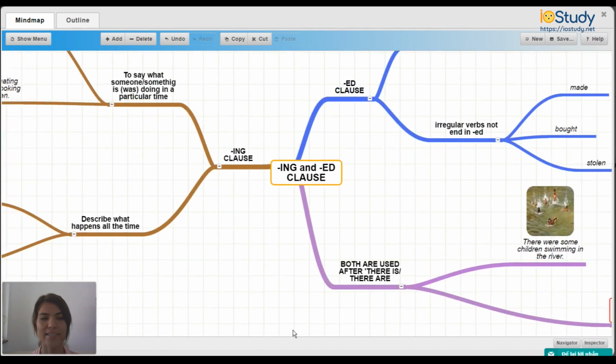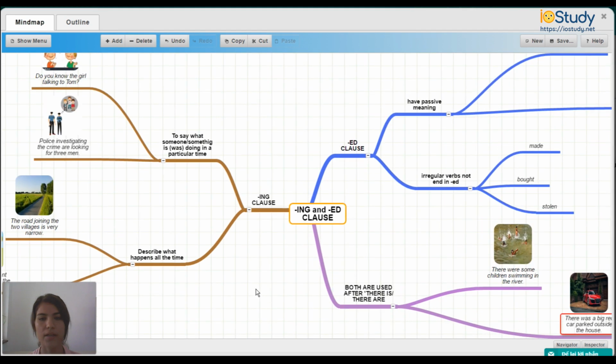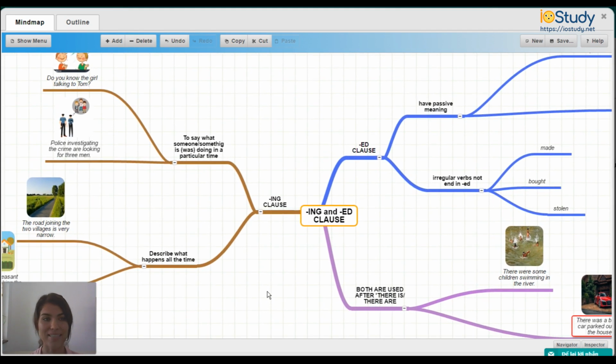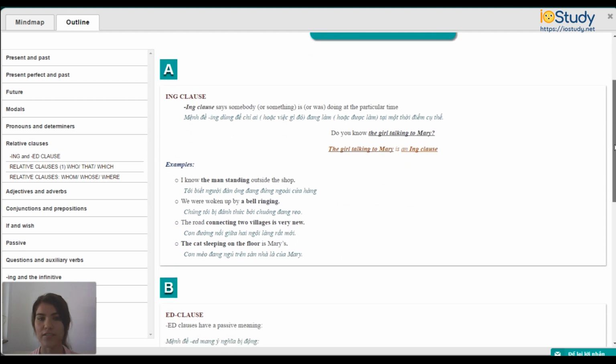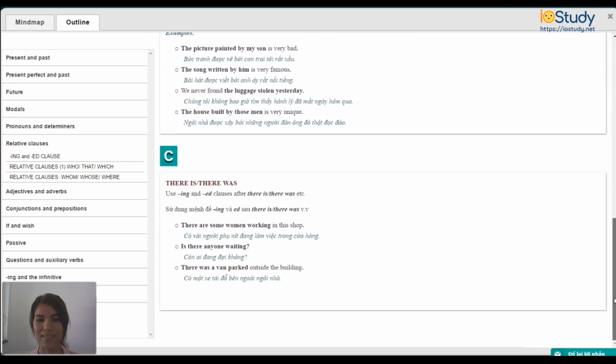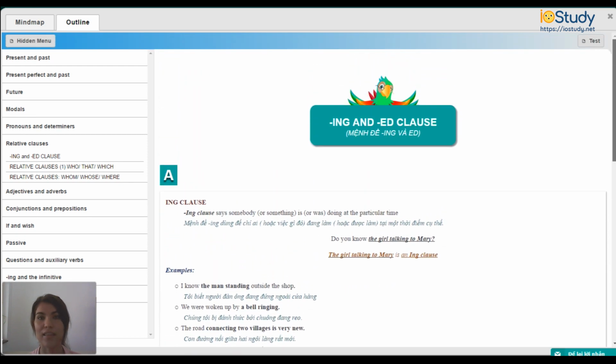Okay, so here we have ing and ed clauses, the completed mind map for you. You can come back to this mind map at any time. So first, let's go over to the outline for ing and ed clauses. So you can go ahead and scroll through here to find more information, further examples of sentences, and more information on how to use these grammar rules.